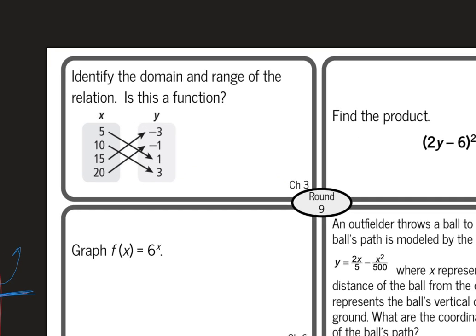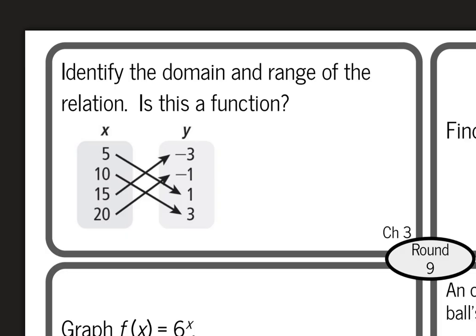This problem is super old school. It says identify the domain and range. So the domain is literally just, we have an x, a 10, a 15, and a 20. I forgot my 5. 5, 10, 15, 20. And I know that because, 1, they're all written over here, but 2, they all have connections, right? And then over on the range side of things, I hit negative 3, negative 1, 1, and 3.